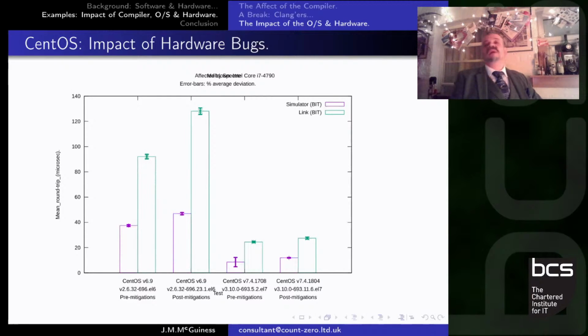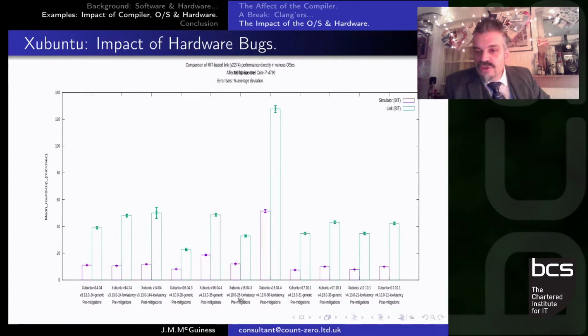Okay, what about the impact of hardware bugs? Remember I mentioned Spectre and Meltdown and so forth. Well, we can see pre and post mitigations, CentOS has quite a serious impact on the earlier versions. The later versions of CentOS, the impact is less significant. What about Ubuntu? There are many variants of Ubuntu I tried, but the chief point is that we can see considerable variation before and after. The after is always slower by a significant amount. So the impact of Spectre and Meltdown mitigations should not be ignored.